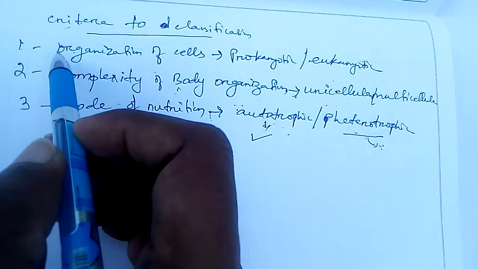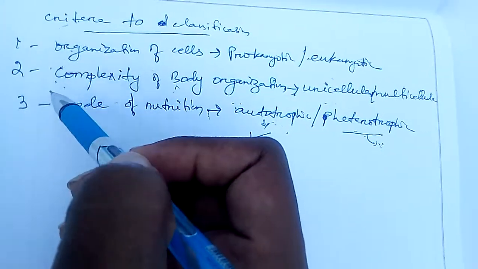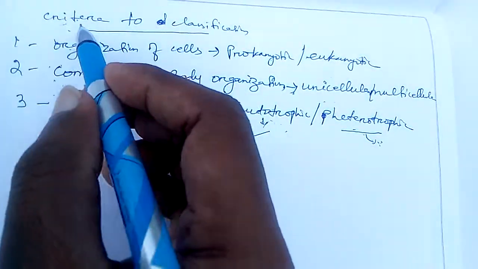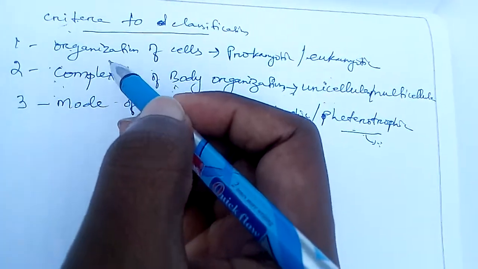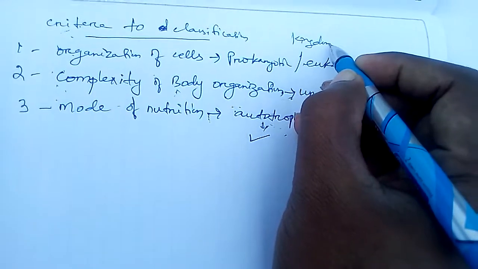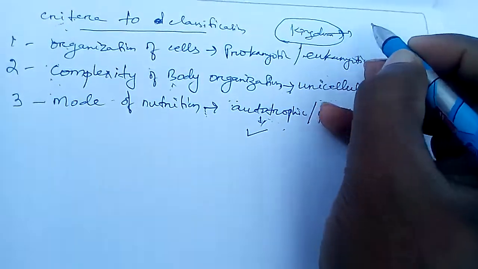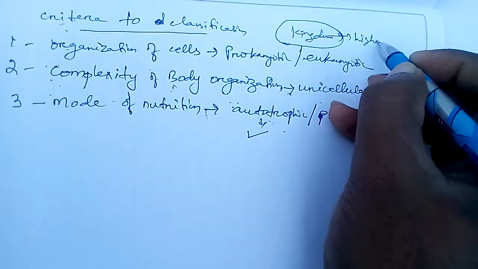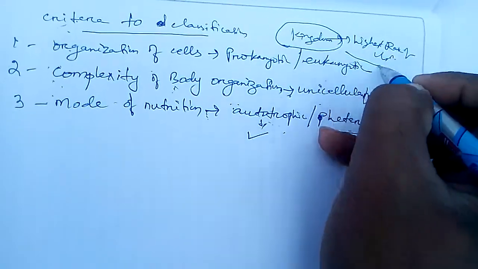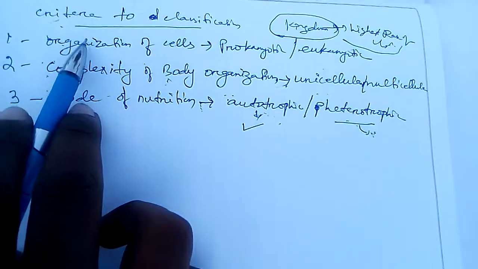So these three are the most important criteria which were observed by Whittaker to classify the whole of living organisms into 5 kingdoms. So see the meaning of kingdom. What is this kingdom? Kingdom is the highest rank of classification. Kingdom is the highest rank of the classification.